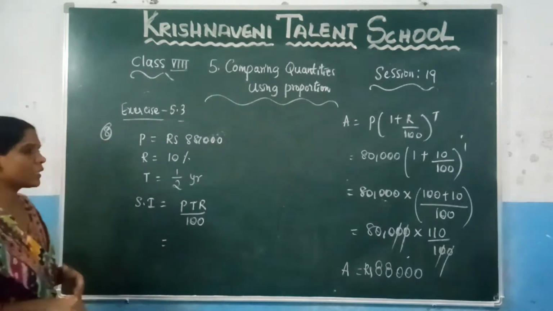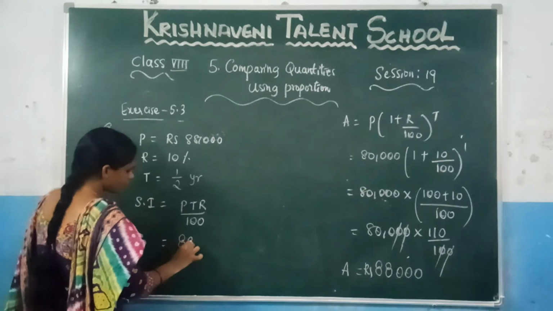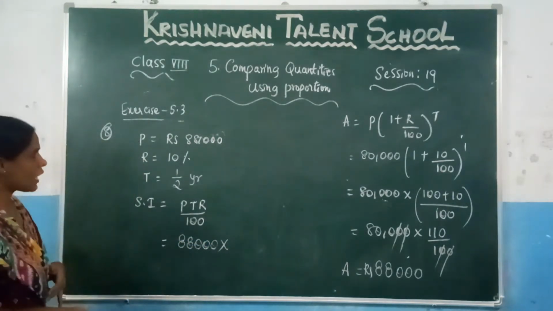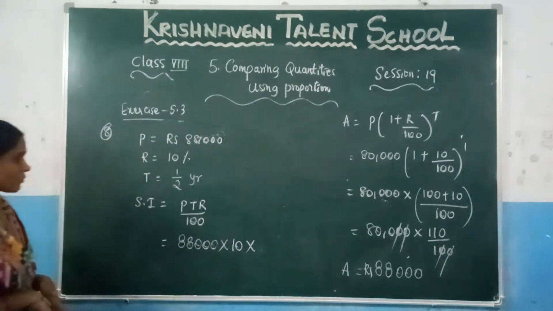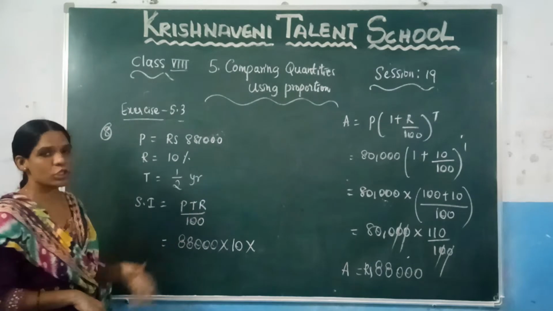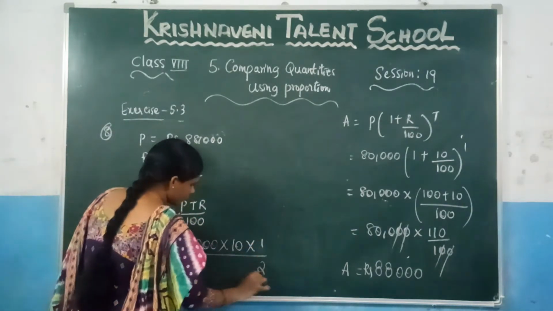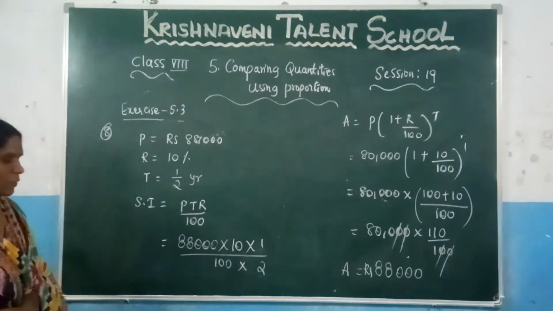Now substitute it here. What is the value of P? 88,000. What is the value of R? 10. And what is the value of T, which is half? By 100. Here 100 is there. Now you need to simplify this one.